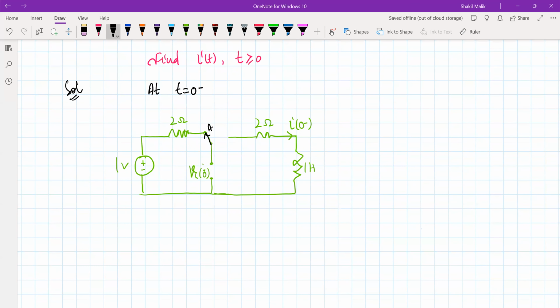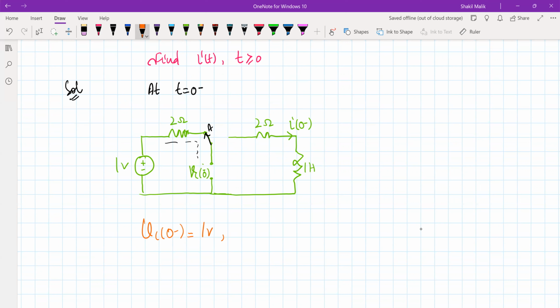Now from this network, you can see no current will be flowing here. Why? Because this is an open circuit, so no current will be flowing. That means there will be no drop in the 2 ohm resistor. As there will be no drop in the 2 ohm resistor, Vc(0 minus) is simply across the voltage source. So what is Vc(0 minus)? This is simply equal to 1 volt.